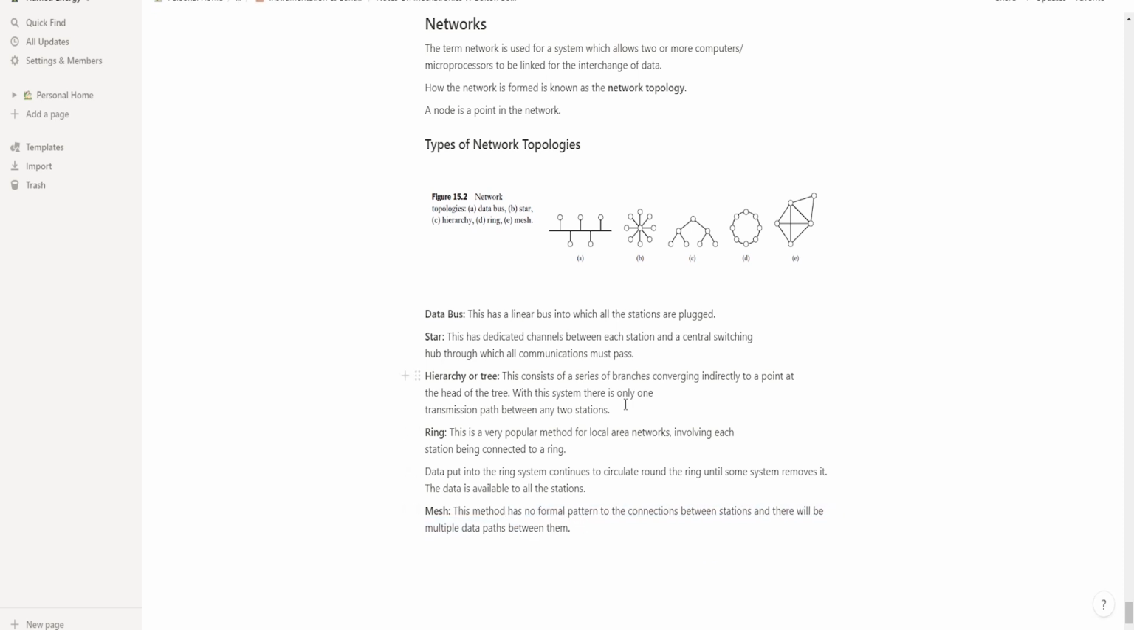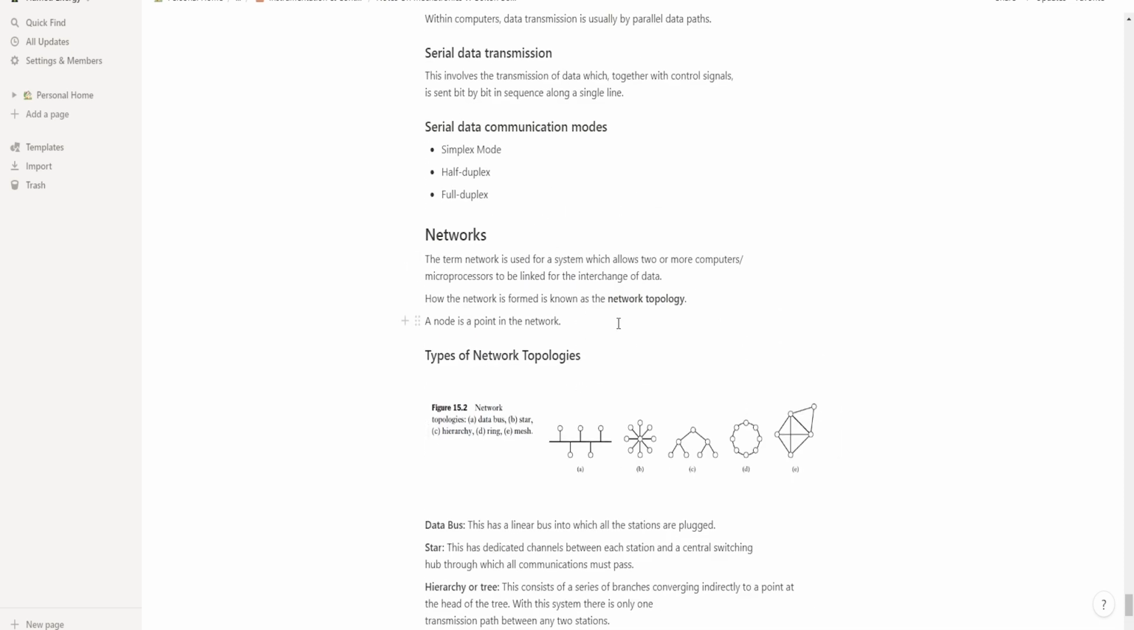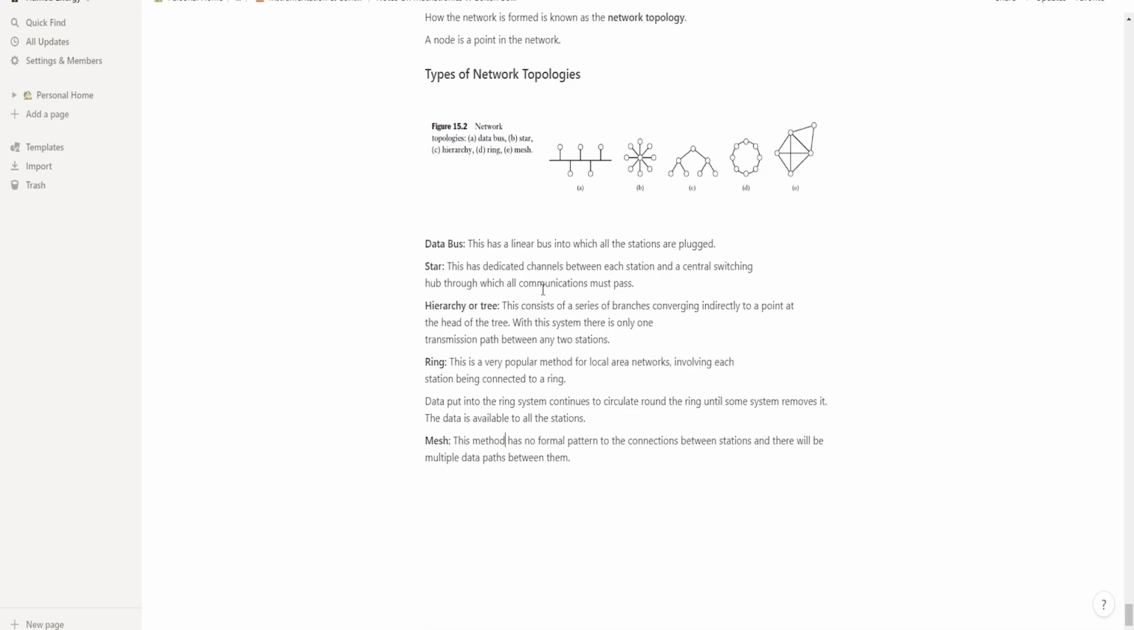That's cool. So the types of network topologies are data bus, star, hierarchy, ring, and mesh. I don't know why, I don't get it, but I'm quite interested in that actually.